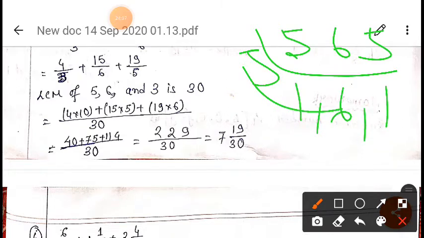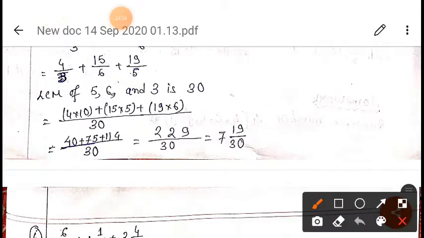So 5 times 6 is 30, so 30 will be the LCM. As you can see, I have got 30 as the LCM, and the rest of the process is the same. In the multiples of 5, 30 comes at what time? 5 into 6 is 30, right?